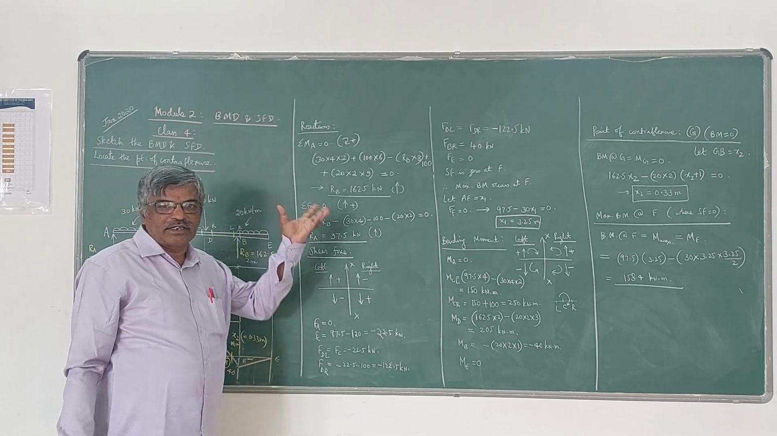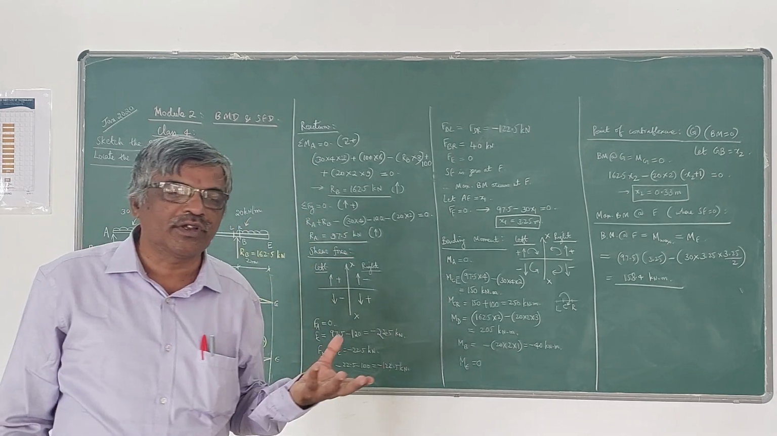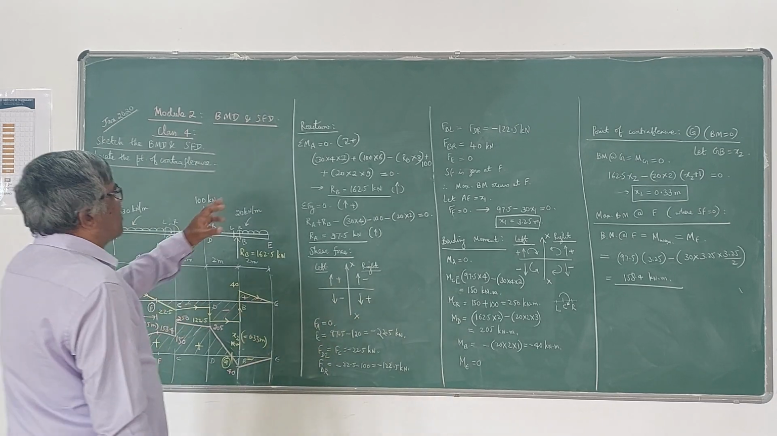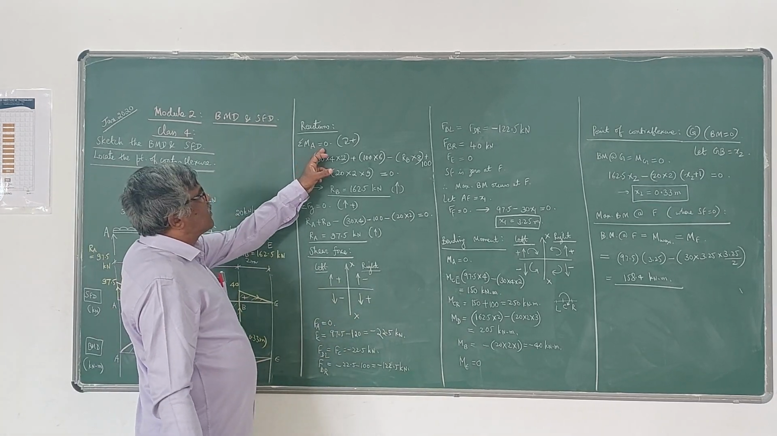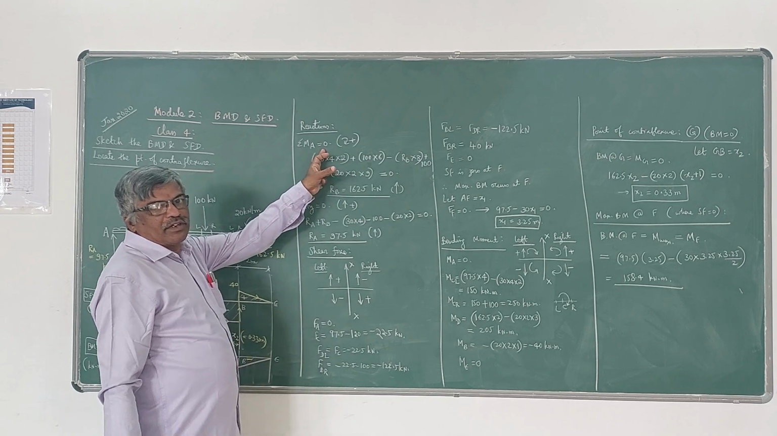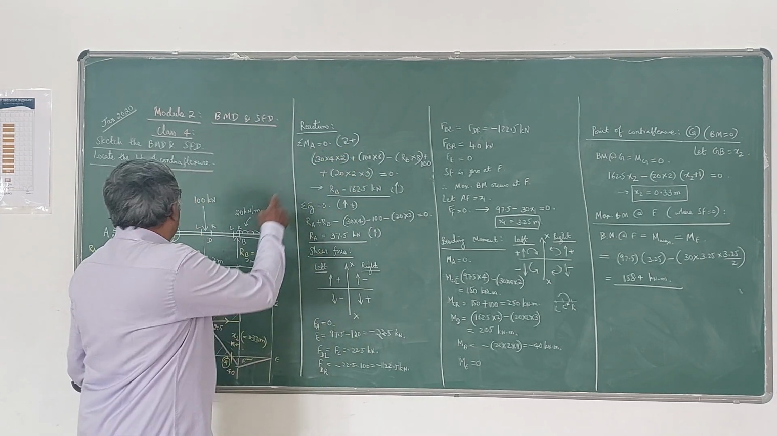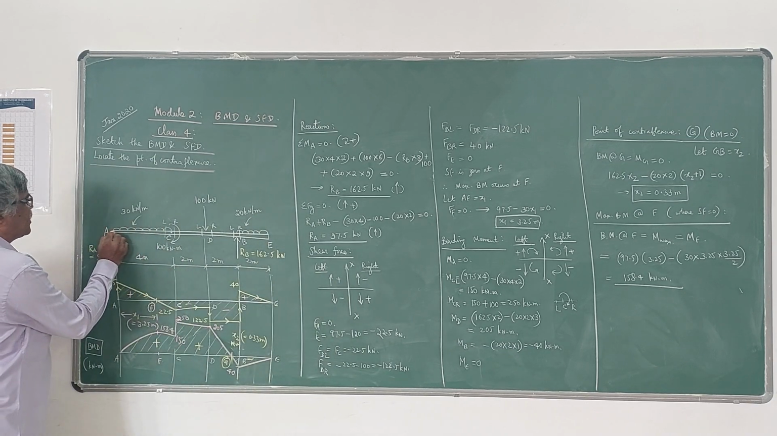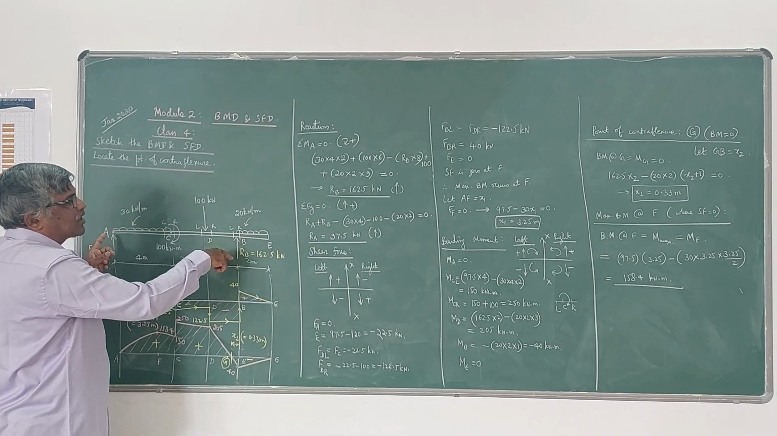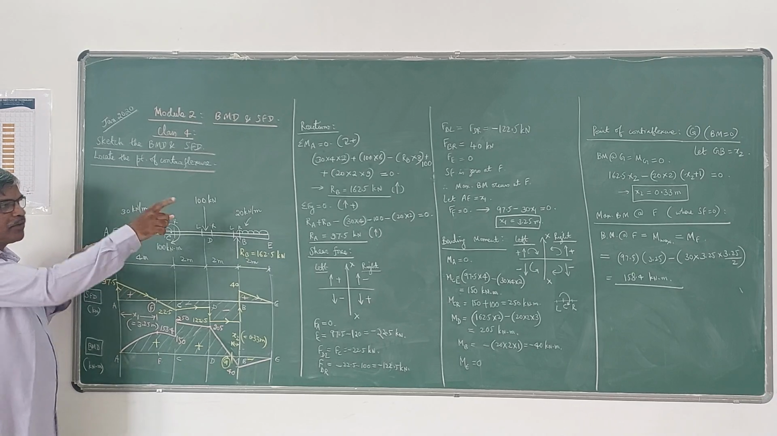So we have two reactions, therefore we need two equilibrium equations. So the first one is, I am taking the moment equation, sigma MA is equal to 0. When you are using this equation, we have to take clockwise moments positive, anti-clockwise negative. So now we have to take the moments of all these forces including reactions about the point A and equate it to 0.